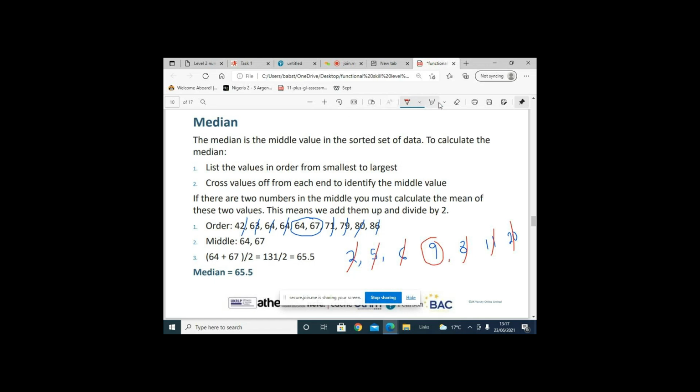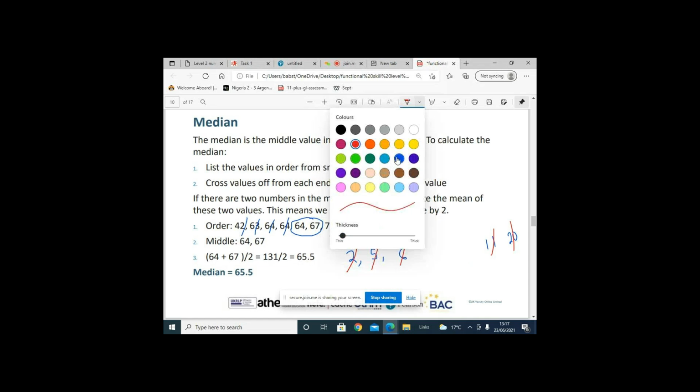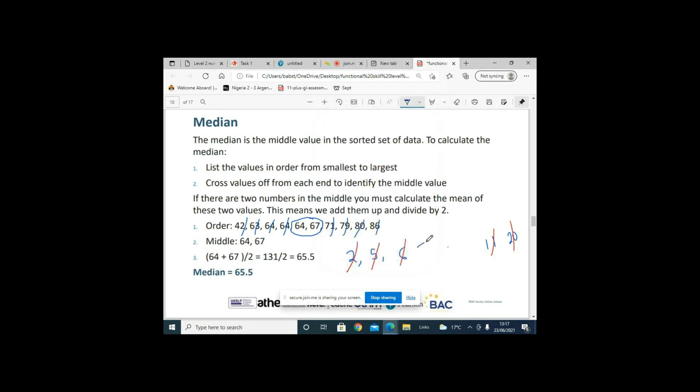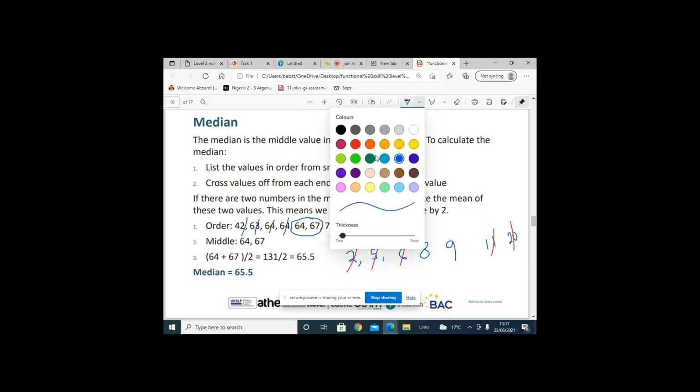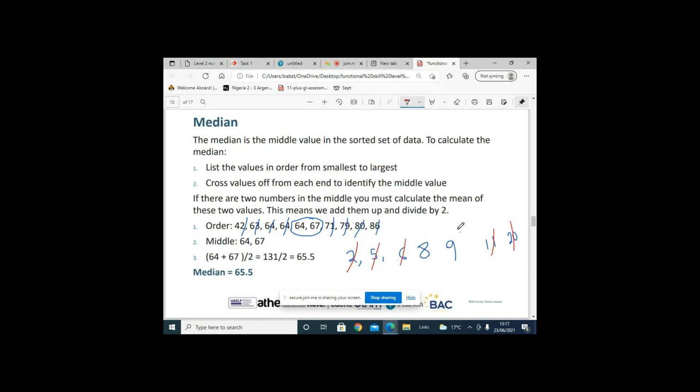Sorry, this one has to be in order. It's a mistake there, it's mixed up. So let me put 2, 4, 6, 8, then let me put 9 there. So they're now in order. You cross this one out. The one that you find here is 8. That's the middle number. That's the median.